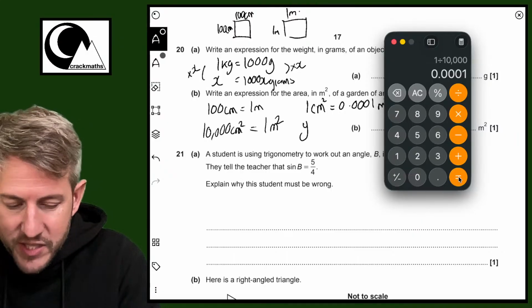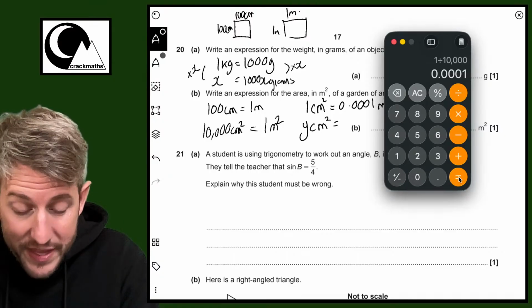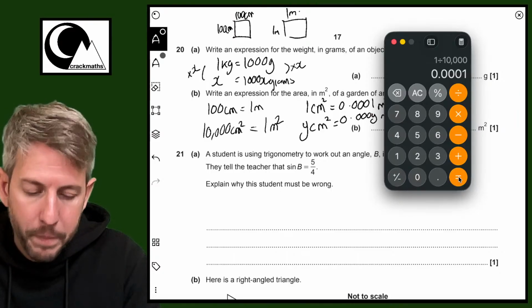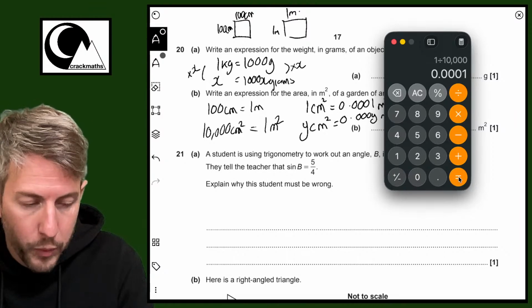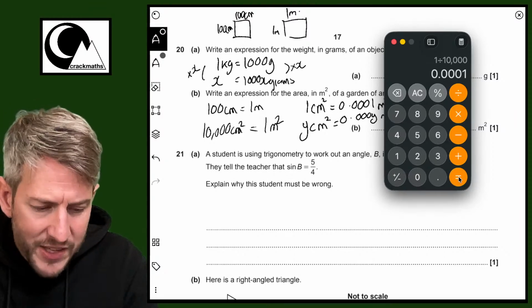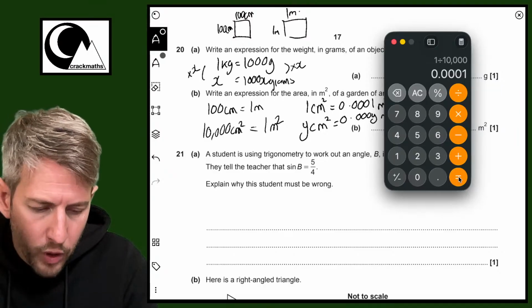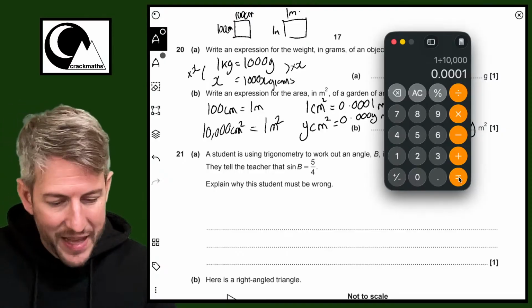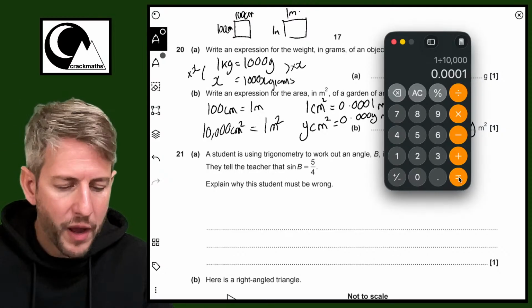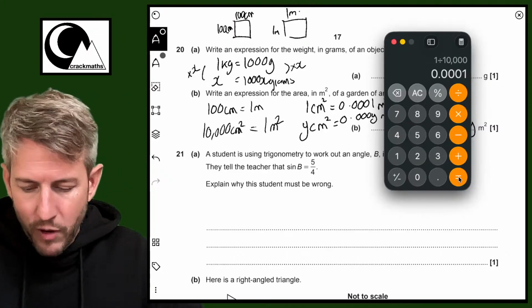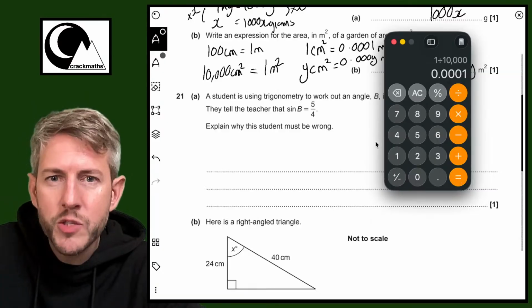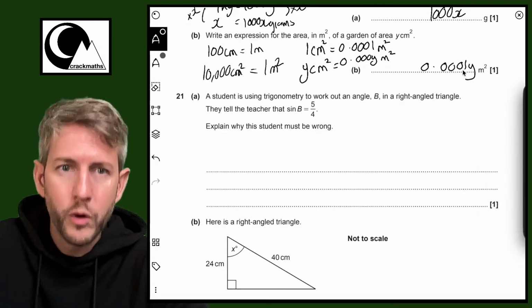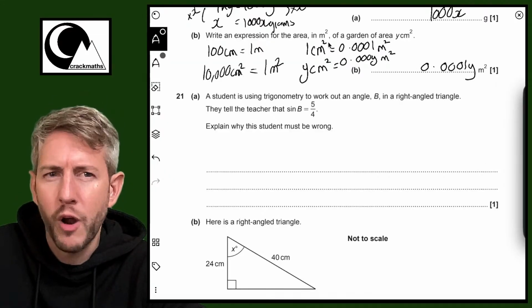We want Y centimeters squared now. So Y centimeters squared will be this times by Y. So it'll be 0.0001 Y meters squared. So here we go. Actually, I'll put this here. Actually, 0.001 Y meters squared. There we go. That is a better way of writing it. So both of them would be correct, but I prefer this one here. Okay, right. Question 21. Oh, sorry, I had left the calculator on the screen. So 0.001 Y meters squared.